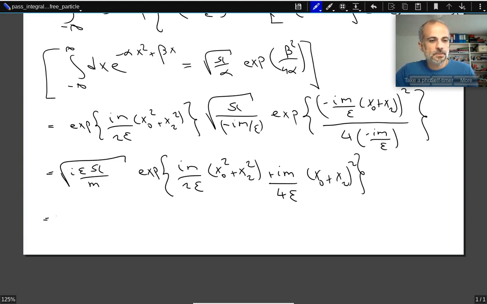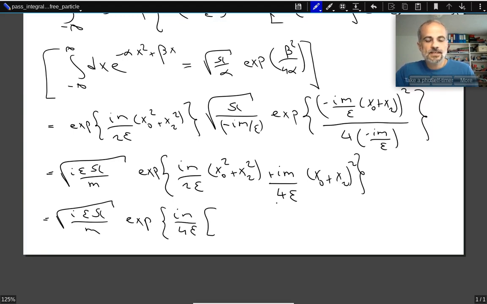Now let's simplify it even further. i epsilon pi over m, exponent i m over 4 epsilon is common. Inside what we have is x0 squared plus x2 squared plus twice x0 x2.